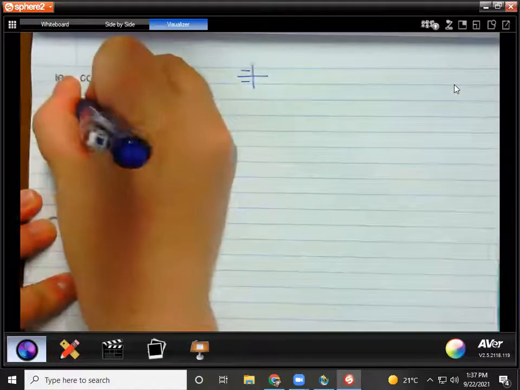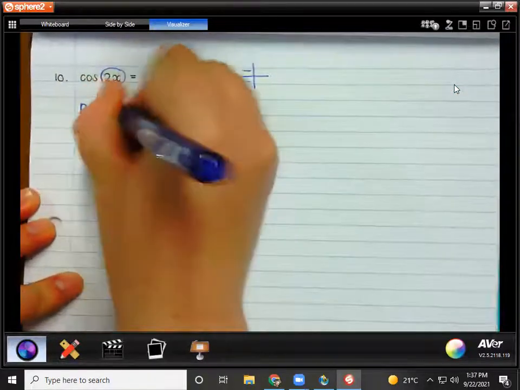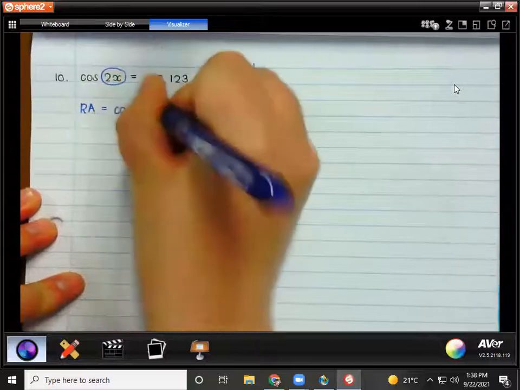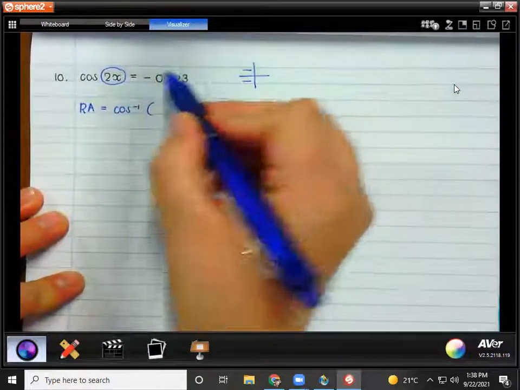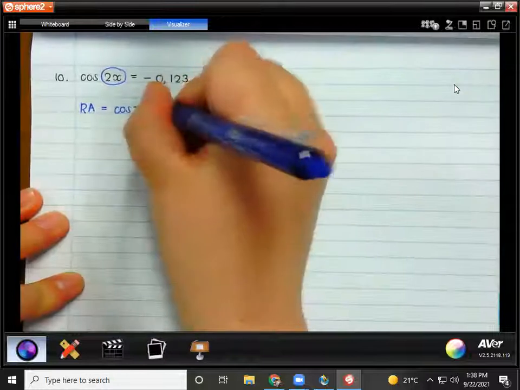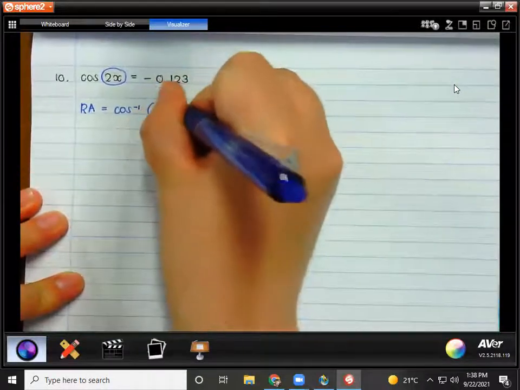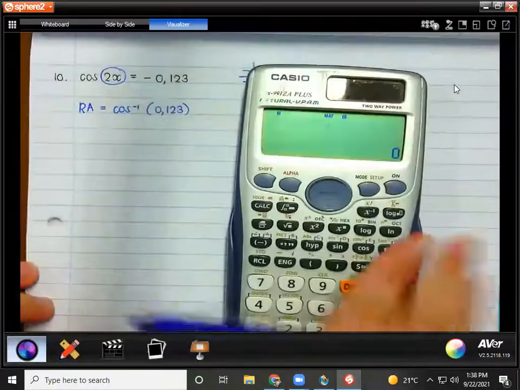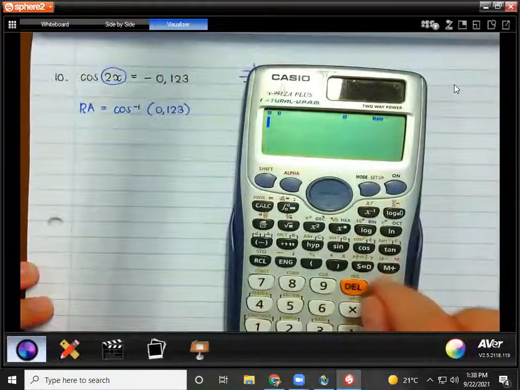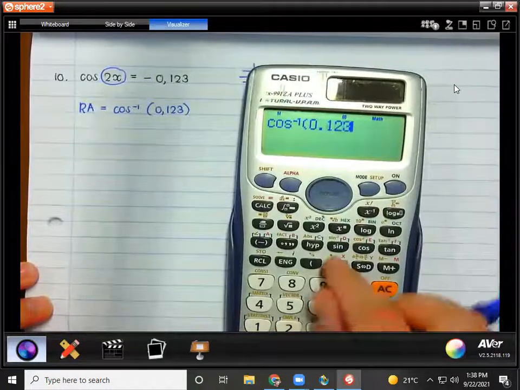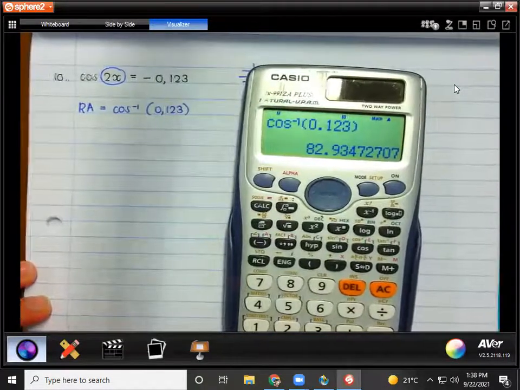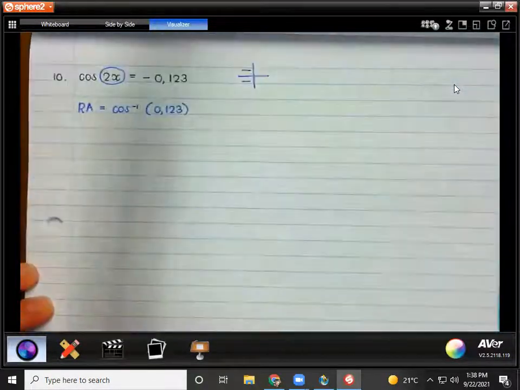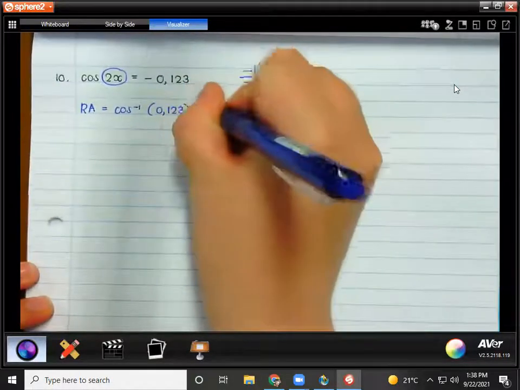We're going to find our reference angle by saying shift cos. Remember, for the reference angle, we ignore the minus. We don't use the minus for our reference angle. So we're going to do shift cos 0.123. We get 82.93. I'm just going to leave that in the calculator, obviously, but that is the reference angle.